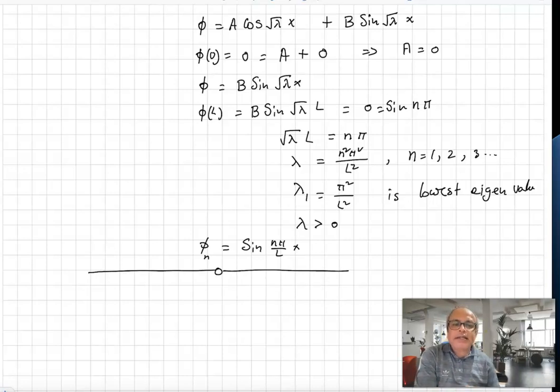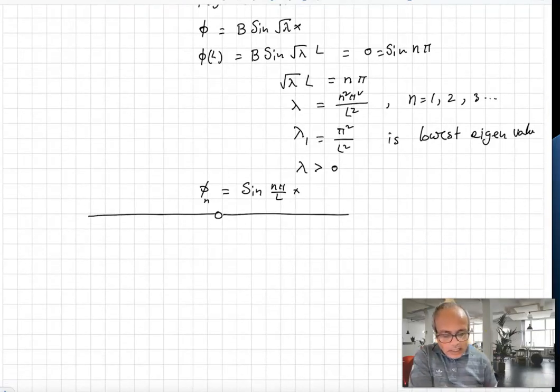You have a second order linear differential equation. You just get the characteristic equation, and based on it you find the solution, apply the boundary condition, and you can find the eigenfunctions and eigenvalues. Very standard, very easy.